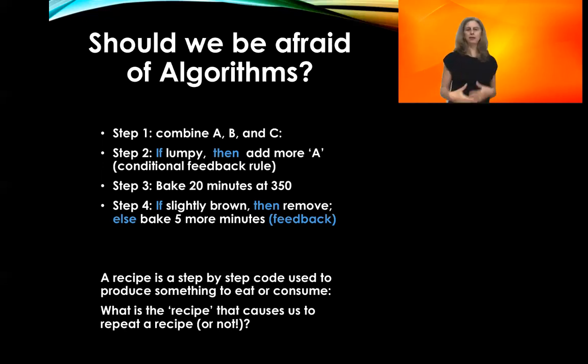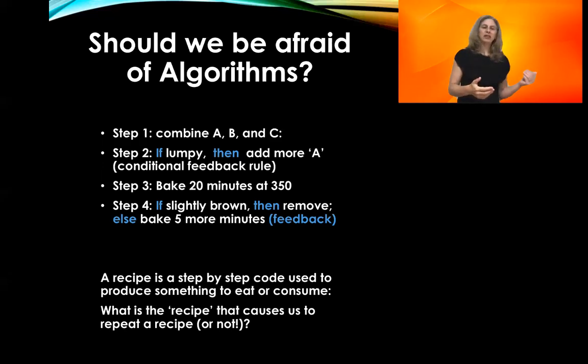Step 3 might be bake for 20 minutes at 350. Step 4 might be that then to, again, do this reality check. If it looks slightly brown, great, my cake or cookies are done, remove. If it doesn't look brown, then bake for 5 more minutes. So you can have these conditional sorts of rules where you are checking, getting feedback on where you are in the process, and then doing more or less of something.